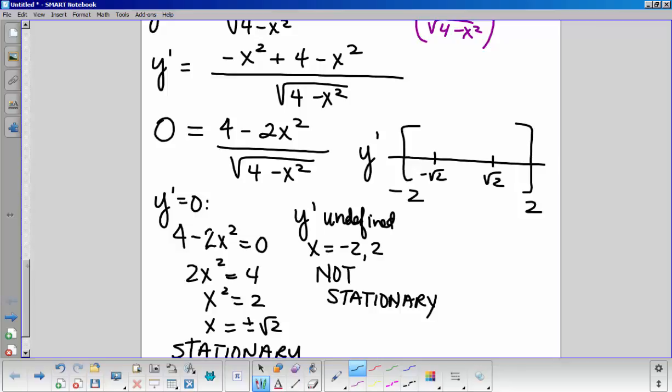All right, so the denominator is always what sign here? Square root. Positive. It's always positive, right? So the only thing that's going to affect the sign chart is the numerator, which is an upside down parabola.